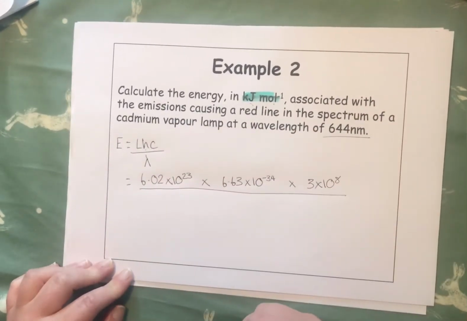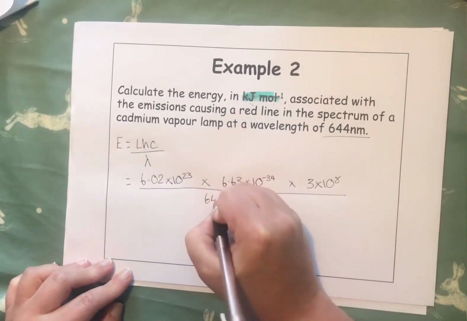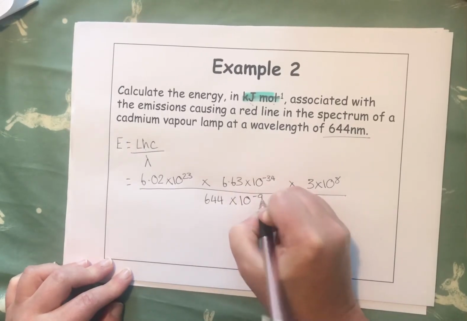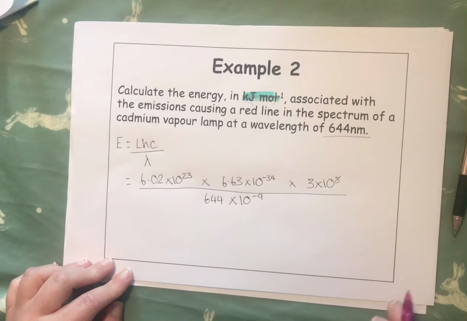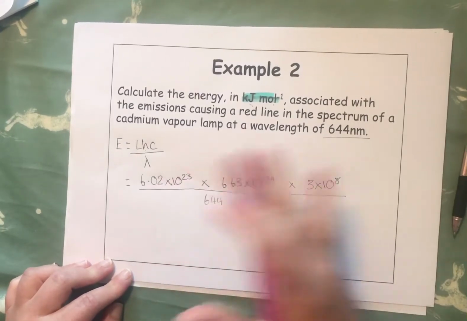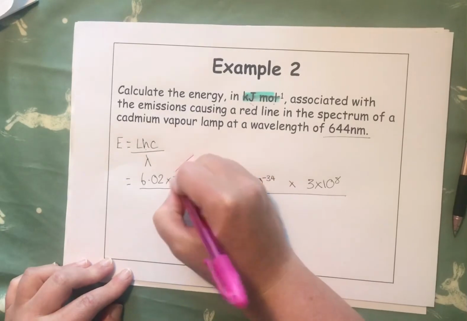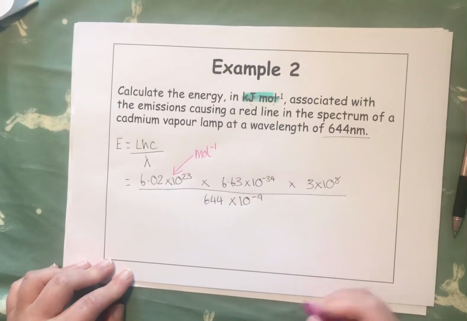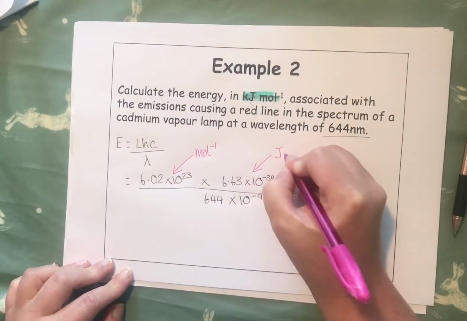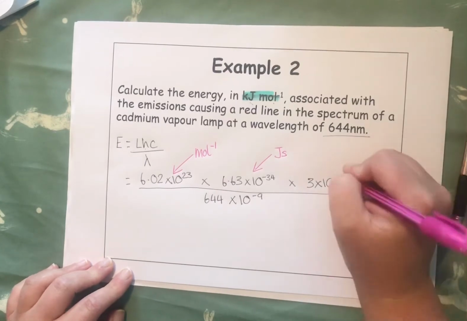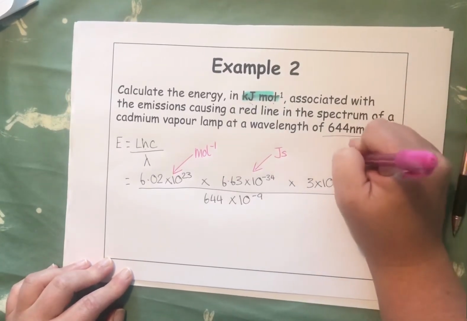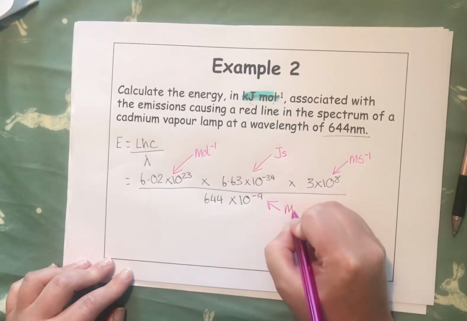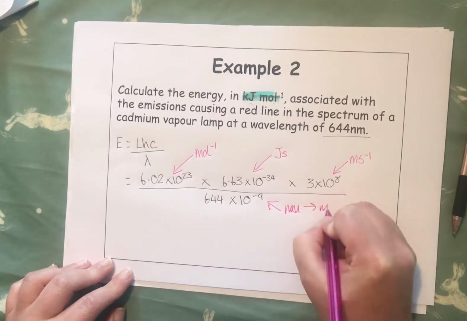I then need to divide that by my wavelength, which is 644 nanometers. I need to multiply that by 10 to negative 9 to convert that into meters. I just want to highlight all the units here and how they all work. So Avogadro has a unit of per mole, Planck's constant a unit of joule seconds, and the speed of light a unit of meters per second. And here I've just done my conversion of nanometers into meters.